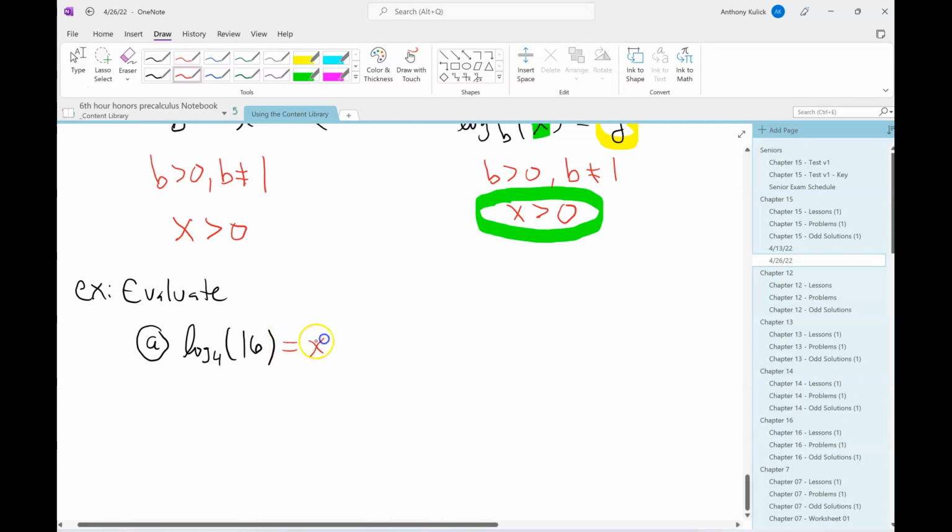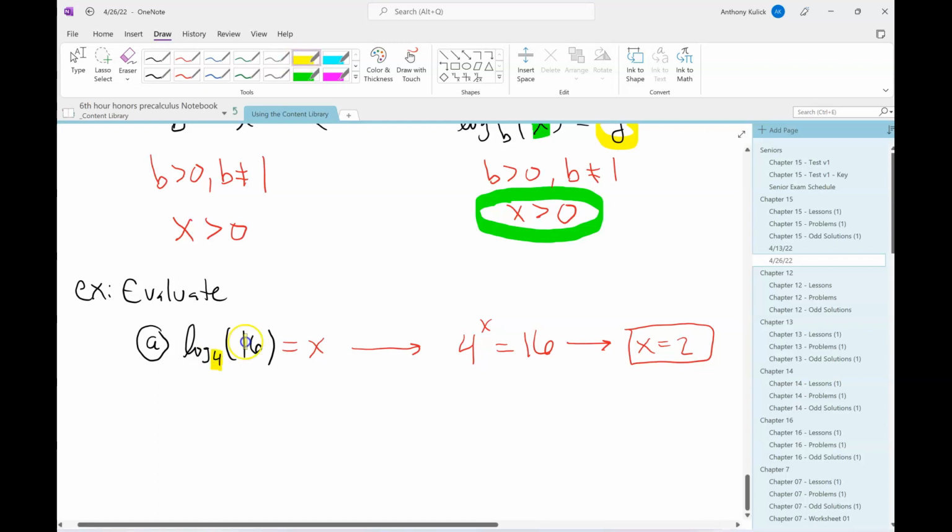So I can think about this as equal to x to make a logarithmic equation. I can then translate this into an exponential equation. 4 to the x has to equal 16. Well, in that case, it's pretty clear that x is just 2, because 4 squared is 16. Everybody feel okay there?